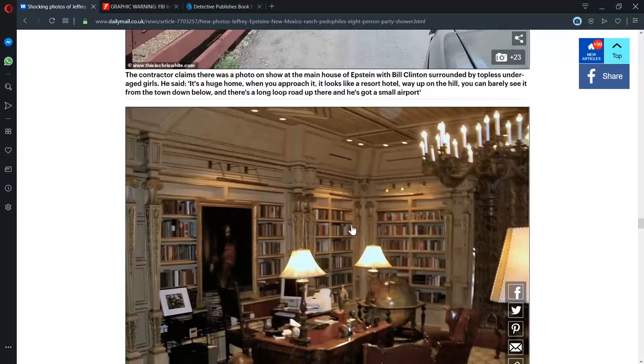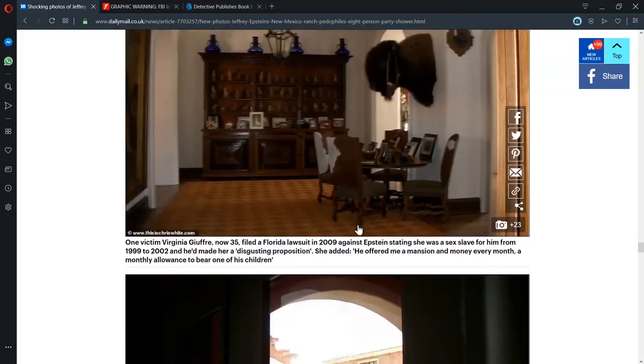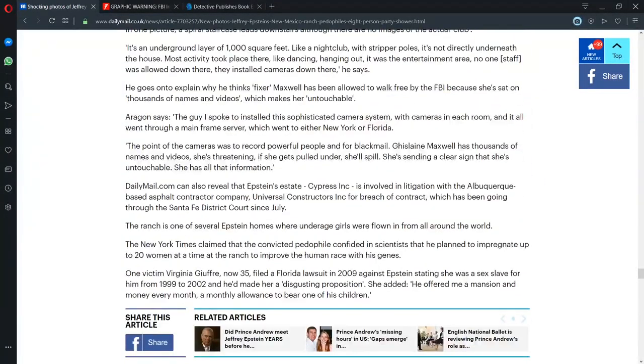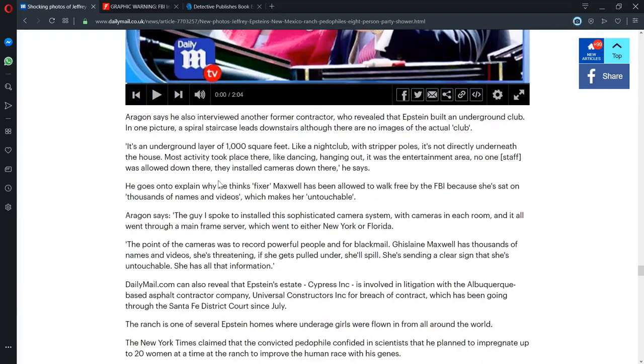But so, yeah, I mean, mainly this is just pictures from the house, but also the comments from this contractor stating these important details. So it says here, it's an underground layer of 1,000 square feet, like a nightclub with stripper poles. It's not directly underneath the house. Most activity took place there, like dancing, hanging out. It was the entertainment area. No staff was allowed down there. They installed cameras down there.